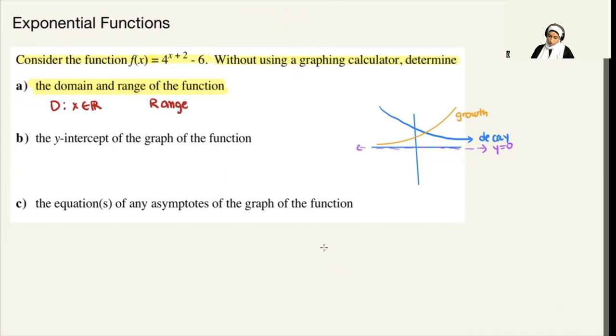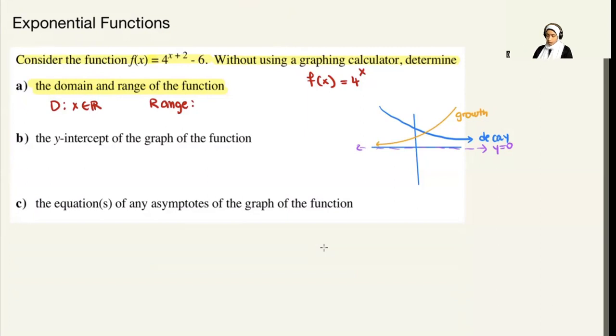So my range initially for f of x is equal to 4 to the power of just x was y is an element of all the numbers such that y is greater than 0. But let's see if it's moved up or down, right? Because if it's moved up or down, then that changes our asymptote.